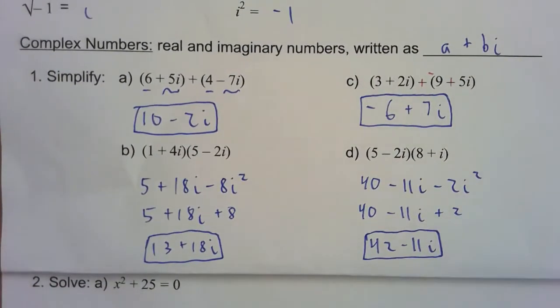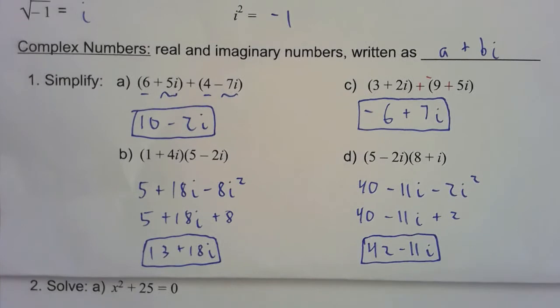And so there's the answers there. On part C, you would just have to make sure that you distribute that negative over to the right side there. And then for part D, again, just be careful with that i squared.